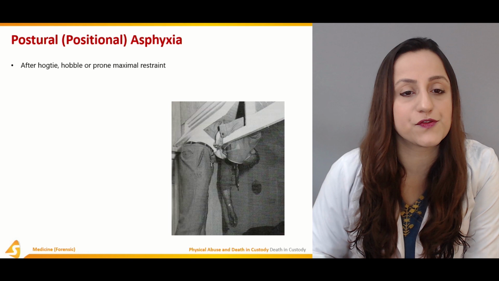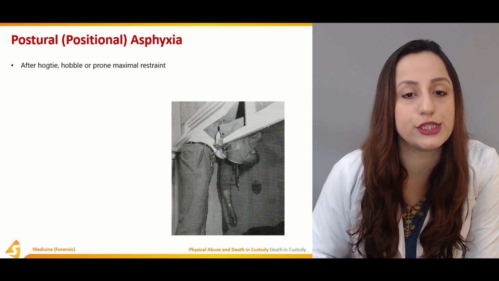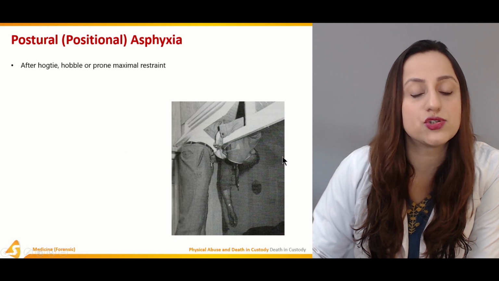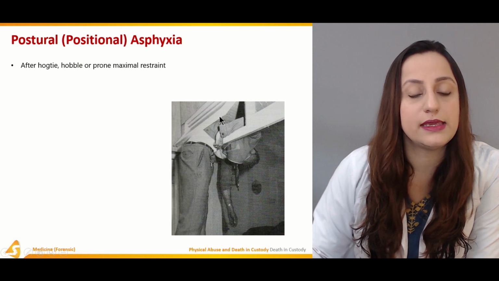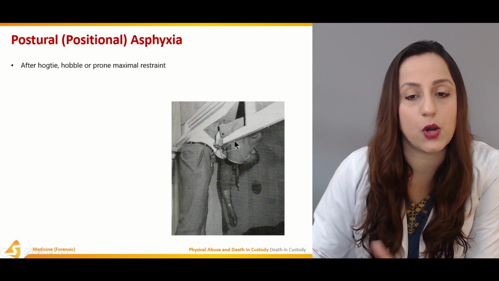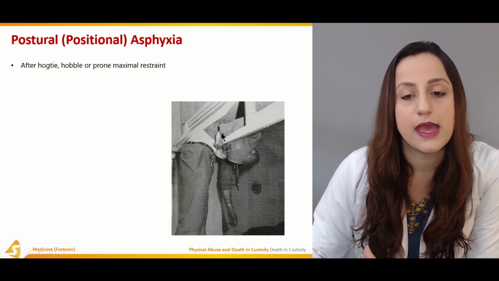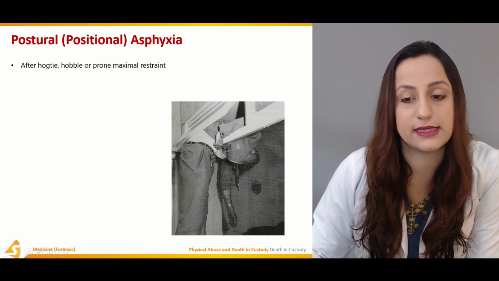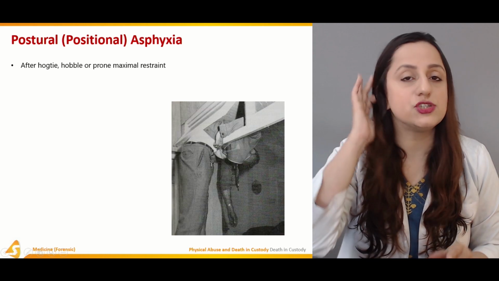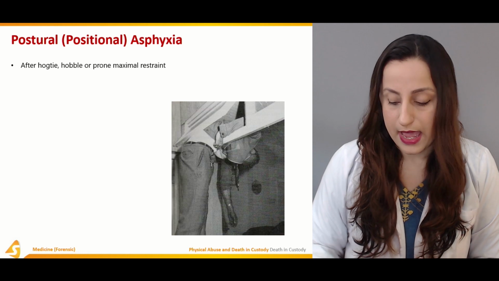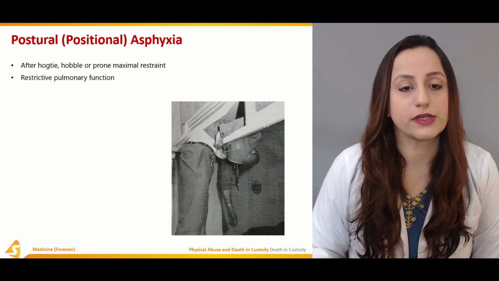It's basically after the hog tie, hobble, or the prone maximal restraint. Over here, you can see this person. He's basically a drunk person. He's basically trying to get into the house, and somehow he basically hangs over there. And this position is asphyxiating for him, and death ensues in such a case. So it's basically just to show you how positional asphyxia can result in death of the person. And it's quite debilitating in a lot of conditions.